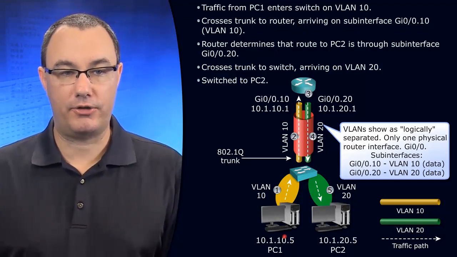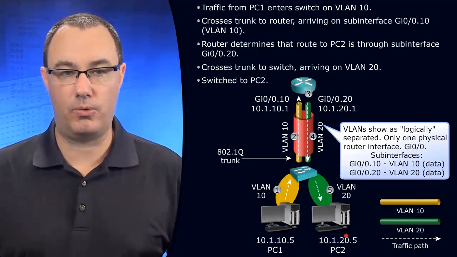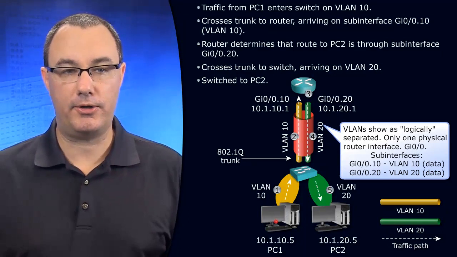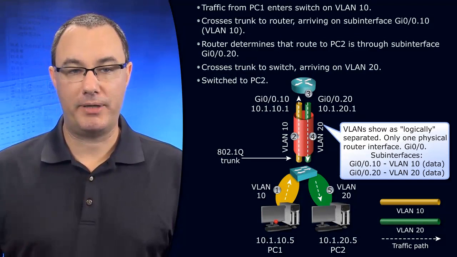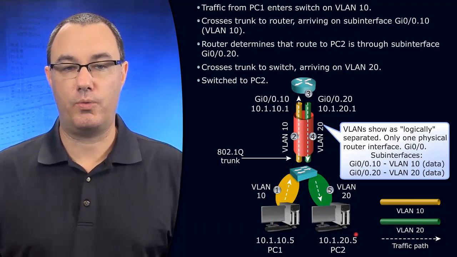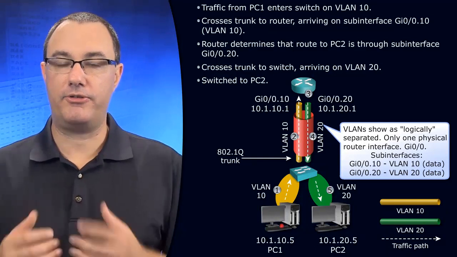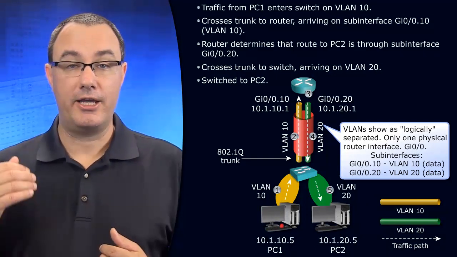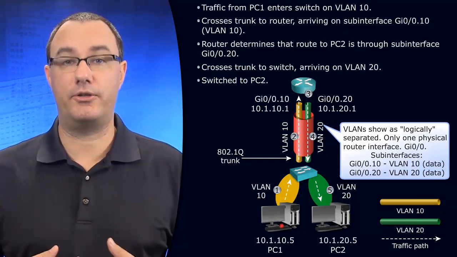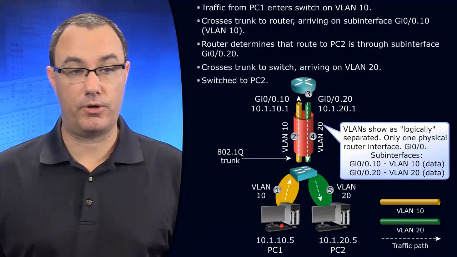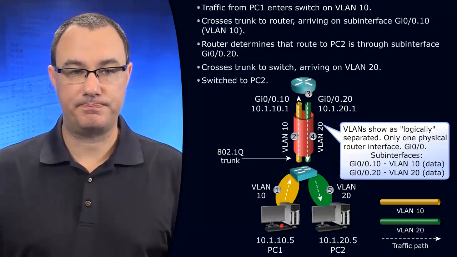We want traffic to go from PC1 to PC2. That's the ultimate goal. Now, what is PC1 going to do? Let's say we just do a ping, and we're pinging 10.1.20.5. Well, the first thing that PC1 will do is recognize that this is remote communication because the subnet is outside of PC1's subnet. That's how it works. The client recognizes this is traffic that must leave the subnet.